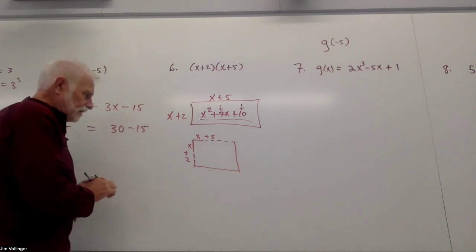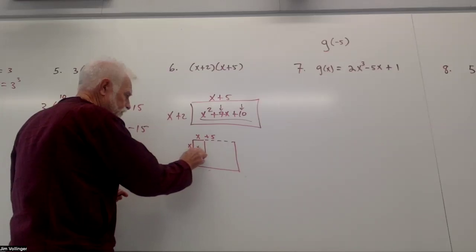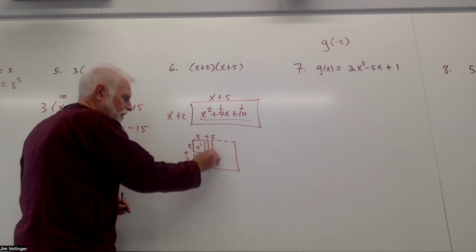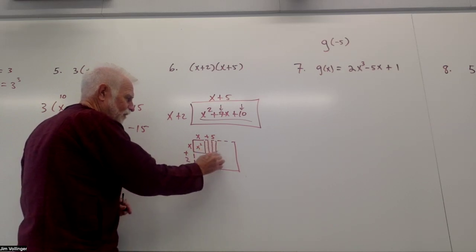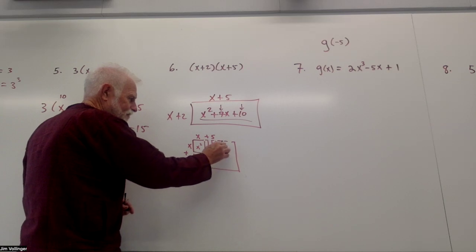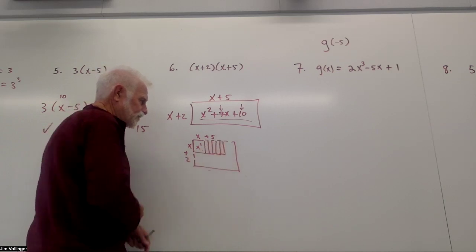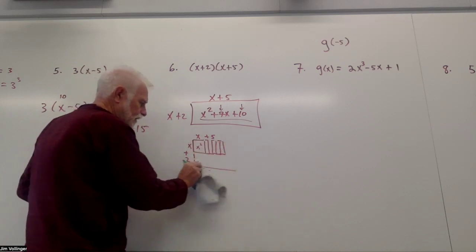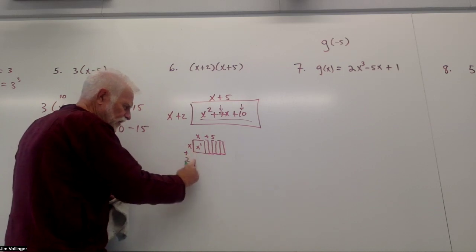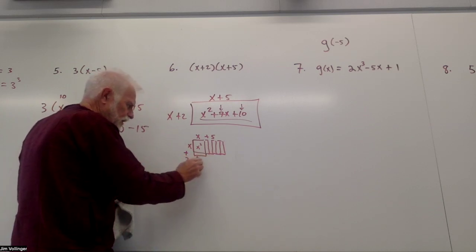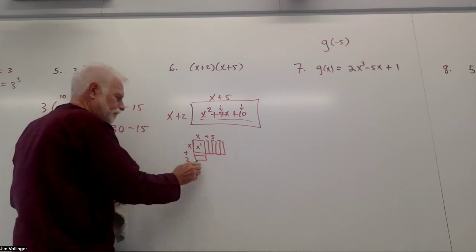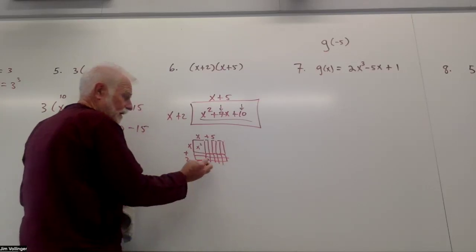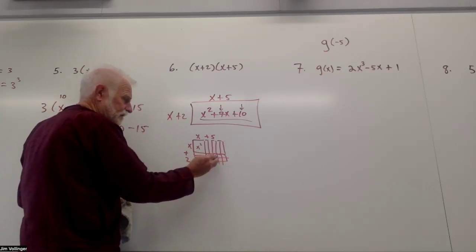All right, so what do we get? Oh, we get x squared. And then we have some units here: 1, 2, 3, 4, 5. Let's erase this too. So there's 5 units. And then we have 2 units. I'll keep them about the same width. 1, 2. And then it sure looks like we've got 10 little boxes.